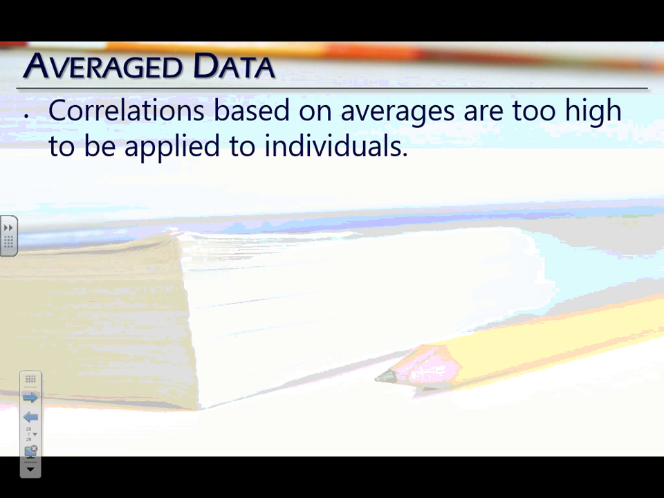All right. Last thing here, this idea of averaged data. So this kind of fits in with our correlation unit here. When we have correlations that are based on averages, we cannot use that correlation to correspond to individuals within the study, because the correlation is going to be much higher for the average data.